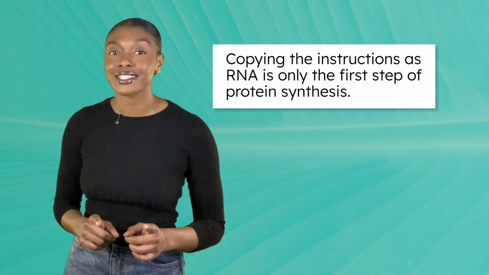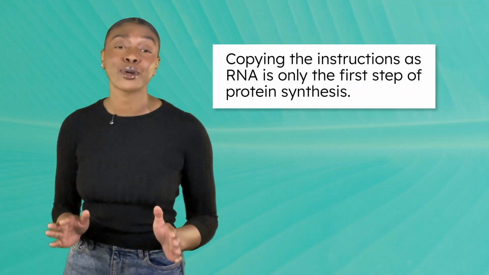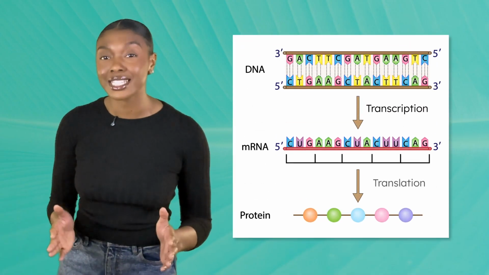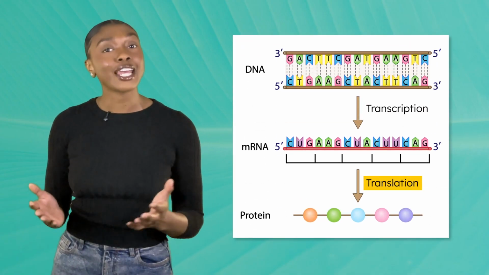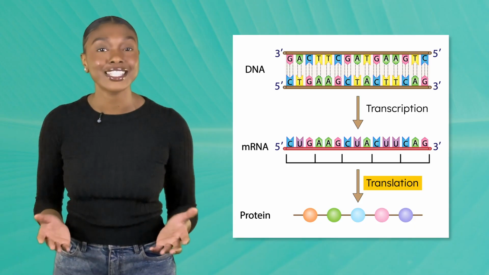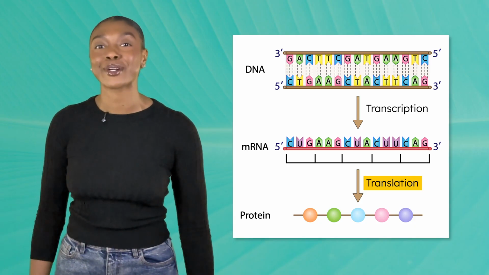But just like copying a recipe down won't cook the lasagna by itself, copying the instructions as RNA is only the first step of protein synthesis. In the next video, we'll dive into step 2, translation, and see how the cells use the mRNA copy of instructions to actually assemble a string of amino acids in the right order to make a functional protein.